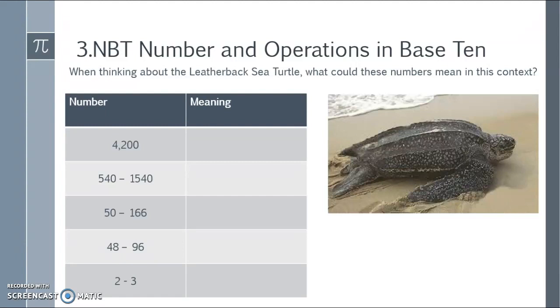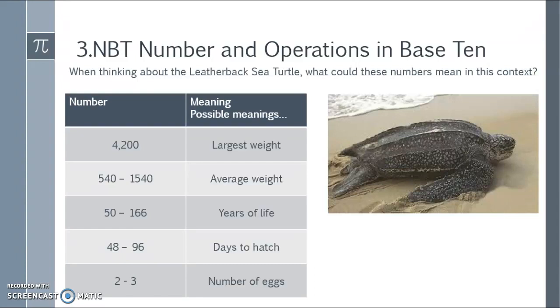So before I even went any further, I just threw out some meanings, and these are possible meanings. These are just certainly not the correct meanings necessarily, just what first popped into my mind when I'm thinking about sea turtles and what I know about sea turtles. So the top number could possibly mean the largest weight. The second number there could be an average weight. The third one, years of life. The second from the bottom, possible days to hatch and number of eggs they lay. Just some ideas, so conversation starters, if you will.